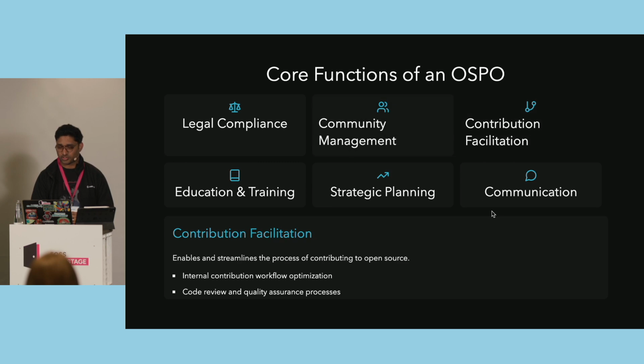The third one is the contribution facilitation. OSPO should also create contribution guidelines, policies, and a clear picture of the contribution workflows for whoever wants to contribute to open source. This is done internally in the organization, and in the open source projects, they maintain a contribution guidelines document to set up a clear workflow for new contributors.